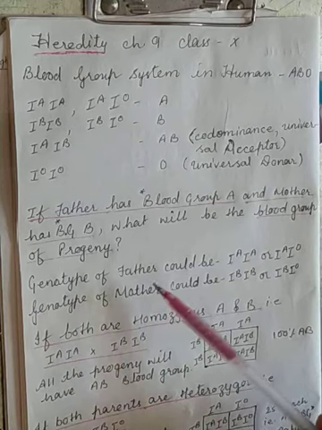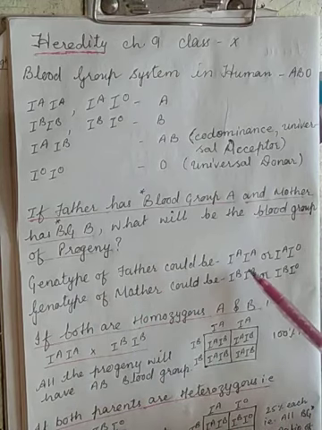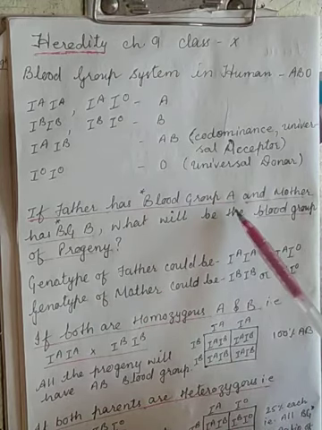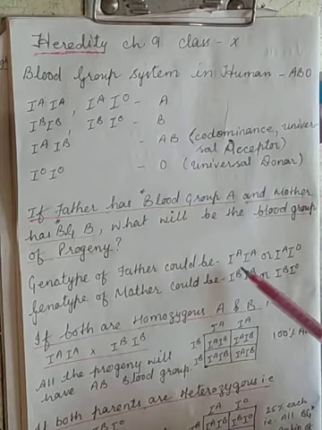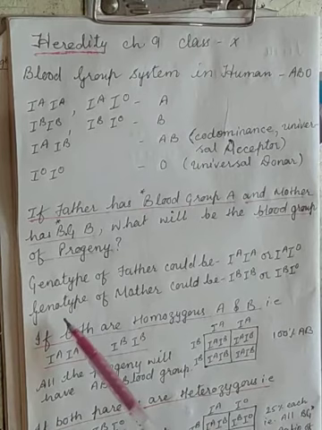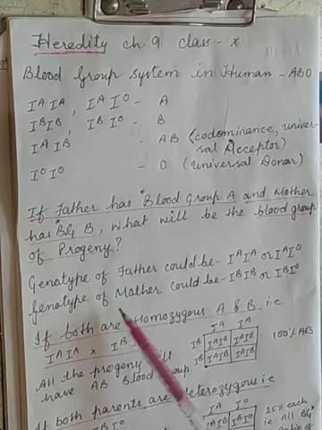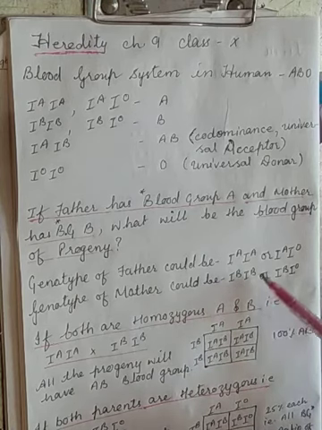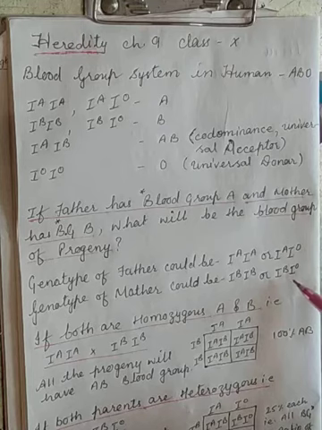The genotypic composition of the father: as the father has blood group A, it can be IA IA, that is the homozygous condition, or it can be the heterozygous condition, that is IA IO. Similarly, the genotype of the mother could be IB IB, the homozygous condition of B, or the heterozygous condition of B, that is IB IO.